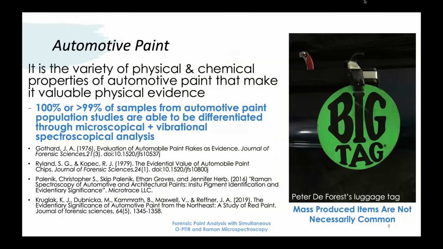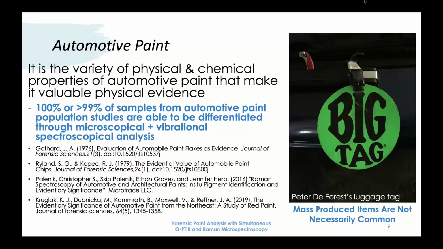Although automotive paints are mass manufactured, it is the variety of physical and chemical properties that make it valuable physical evidence. One way of assessing the evidentiary significance of an automotive paint association, which is when the question paint fragment is found to be analytically indistinguishable from a known vehicle, is through population study research. Here are 4 publications that have been done over the last 40 years or so. All have shown that 100% or greater than 99% of samples from automotive paint population studies are able to be differentiated through microscopical and vibrational spectroscopic analysis.